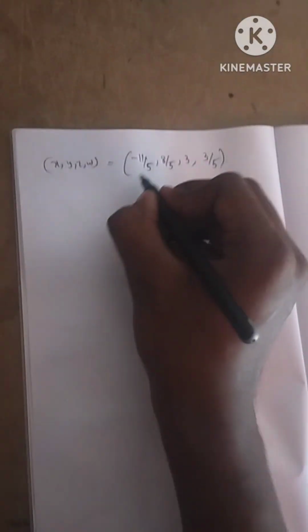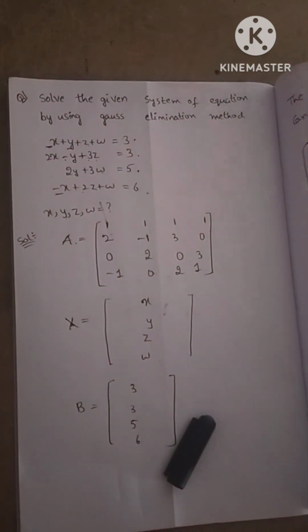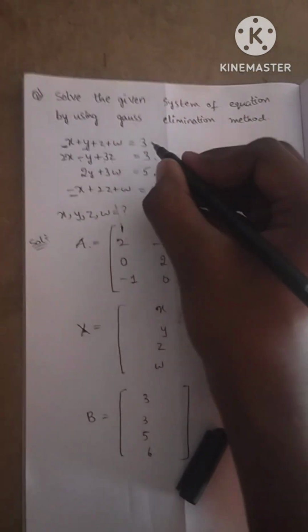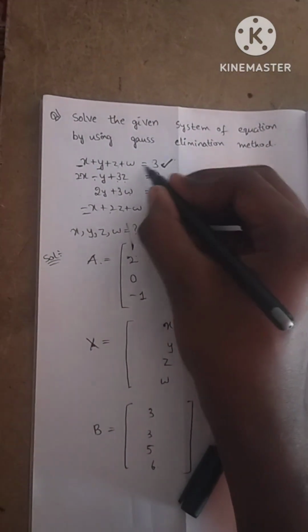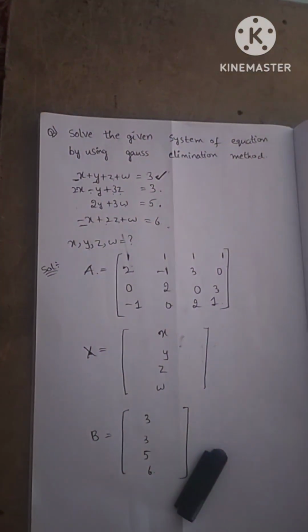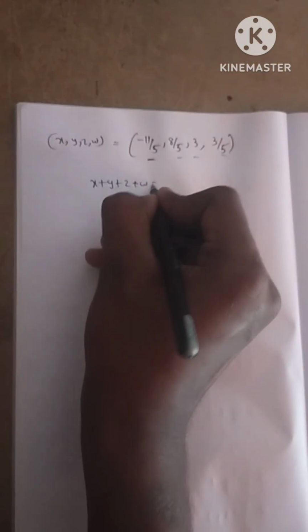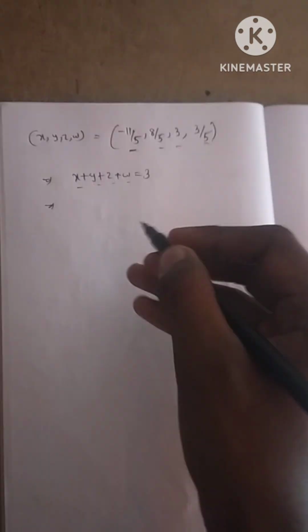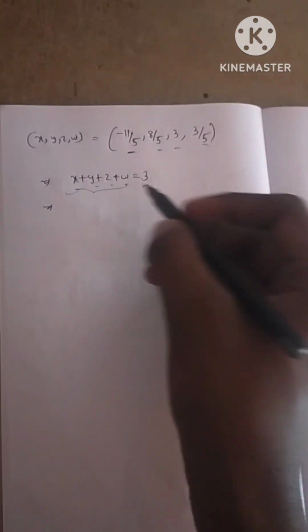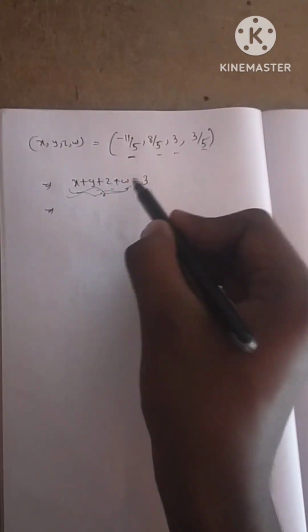Let us verify whether these values are correct or wrong. Let us open the question. From the question, the first equation is x plus y plus z plus w is equal to 3. Let us verify that equation. Now let us substitute the values of x, y, z and w, so that we have to get the LHS part after adding all as 3. If we get the LHS part as 3, then our answers are correct. So let us do it.